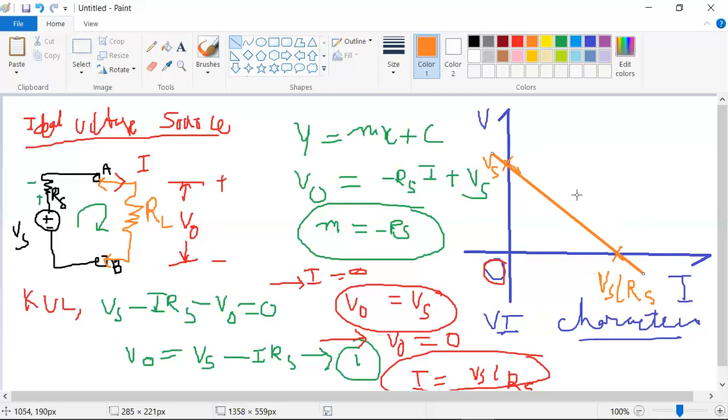This straight line, the slope is called minus Rs. Hope you understand what I'm trying to say. The slope is called minus Rs because of the slope m.